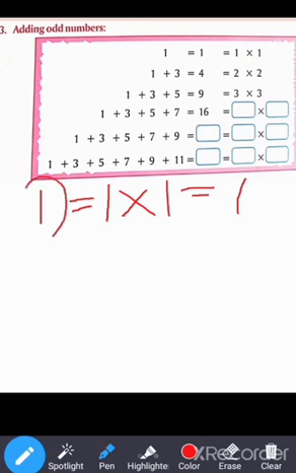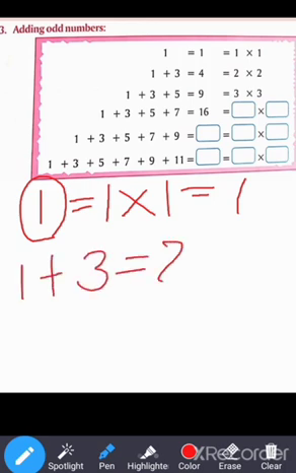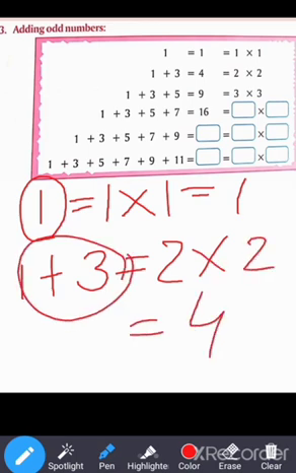It means you have to count how many numbers we are adding. Okay, you have to count the numbers and then you have to multiply the same number twice to get the answer. For example, 1 plus 3, so how many numbers are we adding? 2 numbers we are adding. So 2 into 2, 2 2s are 4, so our addition will be 4.